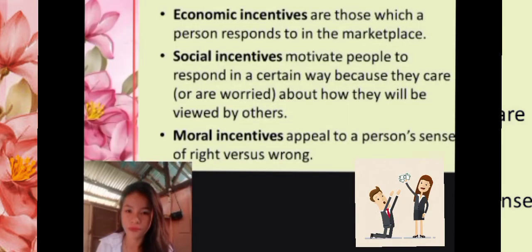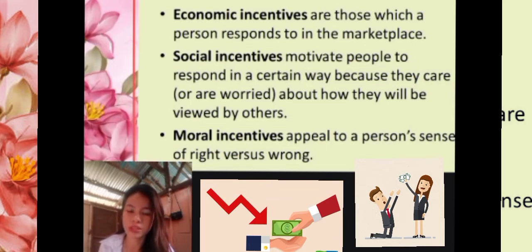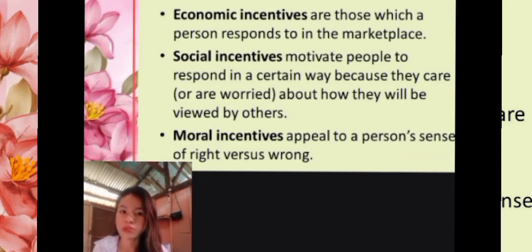The three types of incentives are economic incentives, social incentives, and moral incentives. Economic incentives are those which a person responds to in the marketplace. Social incentives motivate people to respond in a certain way because they care about how they will be viewed by others. Moral incentives appeal to a person's sense of right versus wrong. These are the three types of incentives.